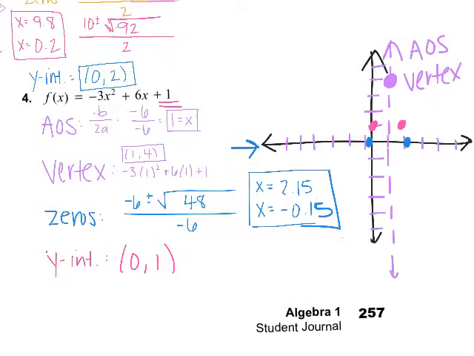They're all labeled in their color. So the blue ones are the zeros, the pink ones are the y-intercept, and then the vertex is purple. Wait, is AOS and normal vertex the same thing? The AOS is the axis of symmetry. So remember, that's like your mirror. That's what allows you to flip everything back and forth. And then your vertex is on your axis of symmetry. Okay, and then after you plot all of those points, then you just draw your U. Okay? Just draw your U.